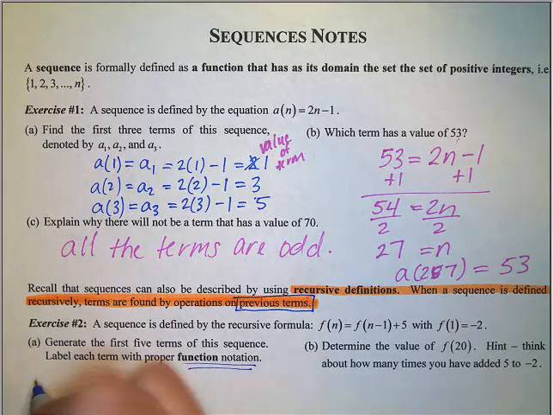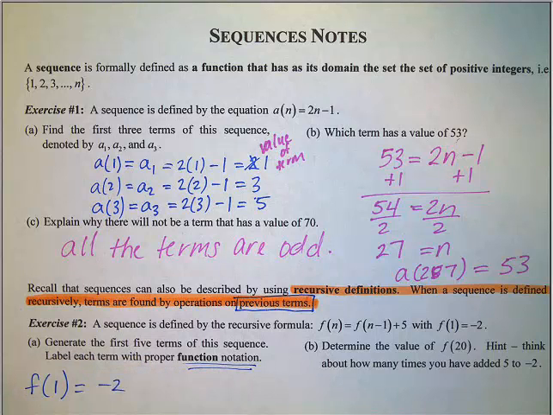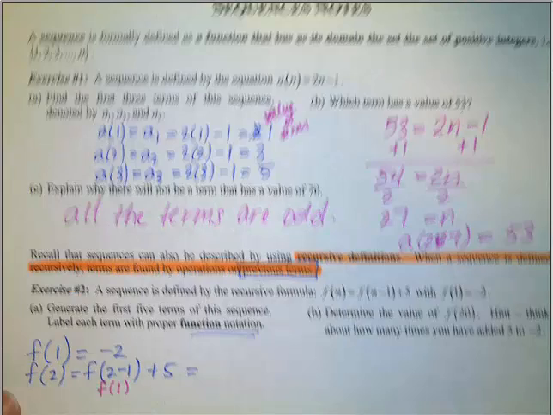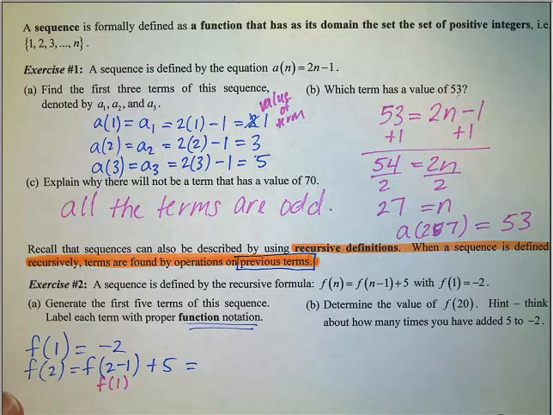So f of 1 equals negative 2. They gave that to us. So now f of 2 equals f of 2 minus 1 plus 5. Well, 2 minus 1 is just 1. So this is the same as f of 1. And I have to add 5. So f of 1 was negative 2. So negative 2 plus 5 is 3.